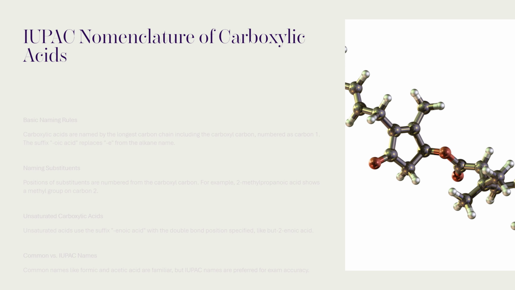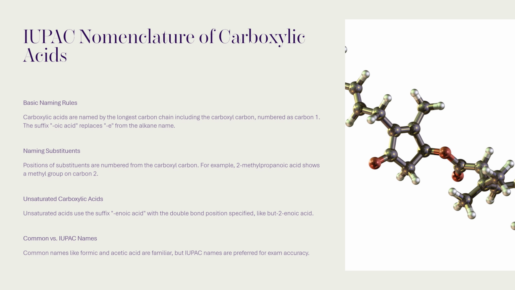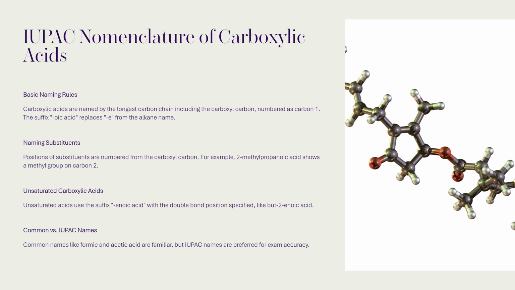The name of a carboxylic acid is based on the longest carbon chain that includes the carboxyl carbon, which is always assigned carbon number 1. The suffix -oic acid is used in place of the alkane -e. For example, a 2-carbon carboxylic acid is named ethanoic acid, while a 3-carbon acid is propanoic acid.